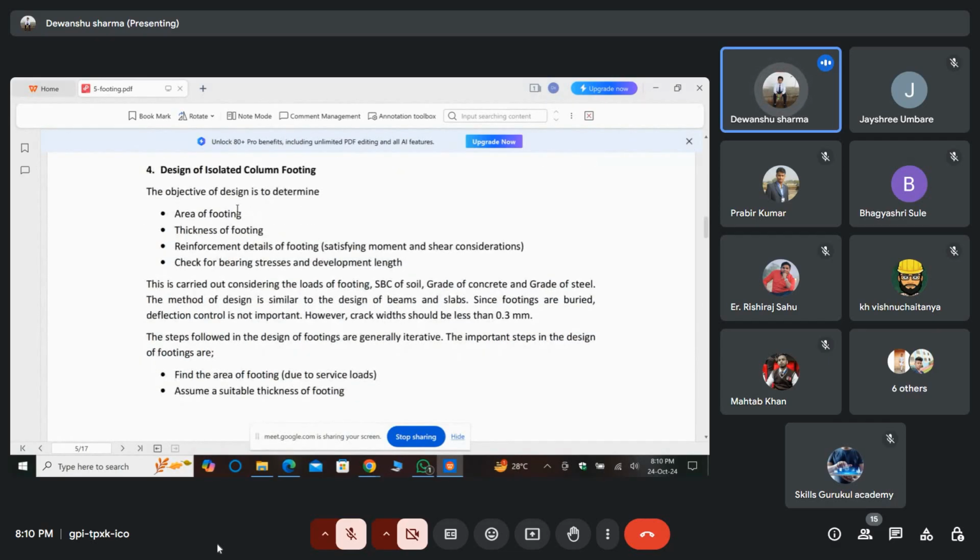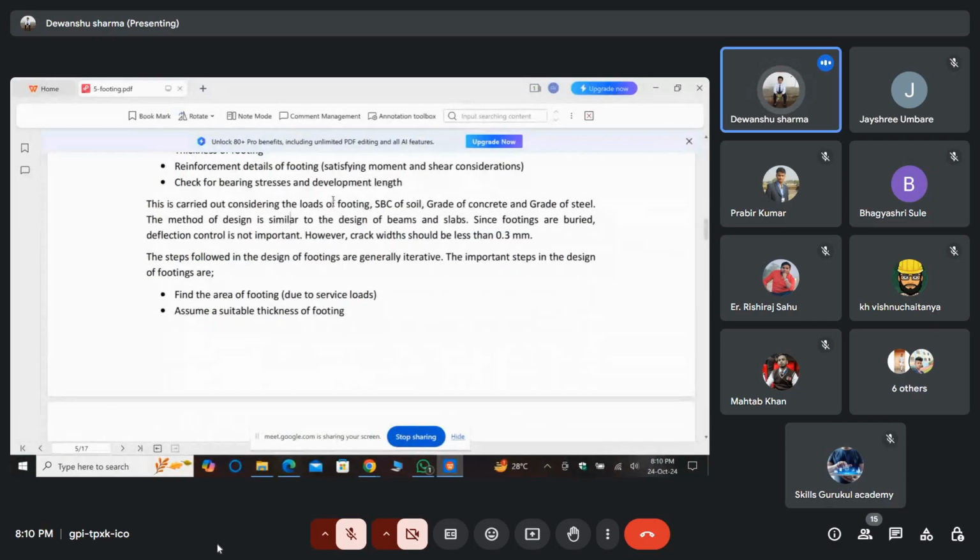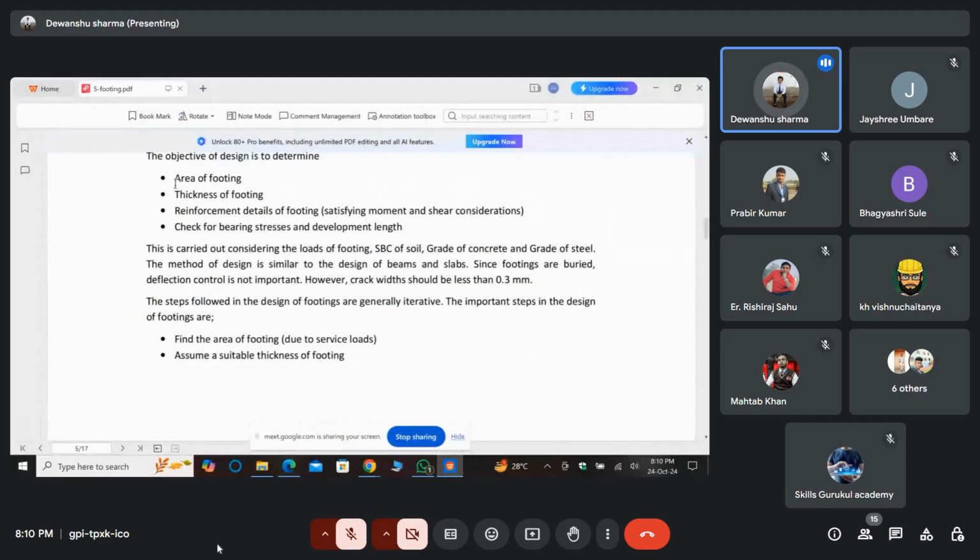The objective of design is to determine the area of footing. Here we find out the area of footing, thickness of footing, and reinforcement details of footing that satisfy moment and shear considerations, and check for bearing stress and development length. This is carried out considering the load of footing and SBC of soil. To carry out the complete design of the isolated footing, we need the loads on the footing, soil bearing capacity, grade of concrete, and grade of steel.